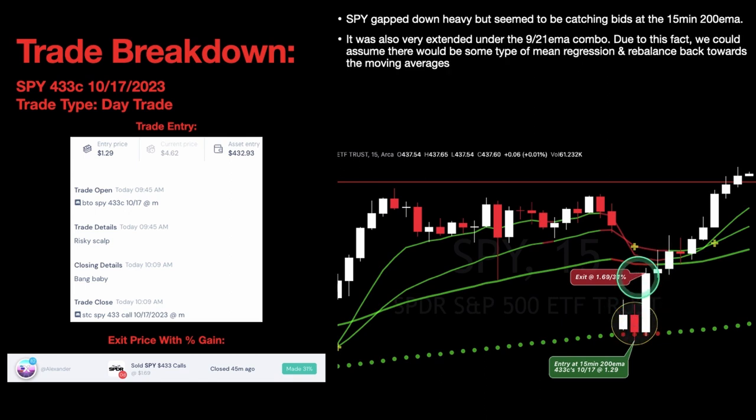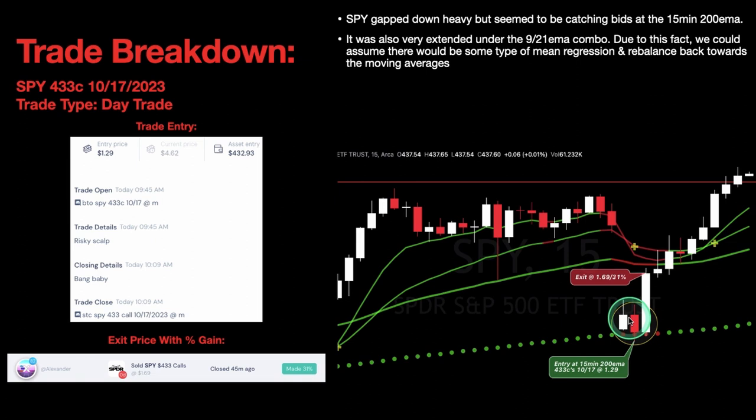opposite direction. So another thing we were looking at is very extended under the 9 and 21 EMA combo. So here's your moving average cluster. This is a 50. You get a 9. Or I'm sorry, a 21 and a 9. So this is your 9, 21, 50. We're trending under all of them, but we're very far extended below it.